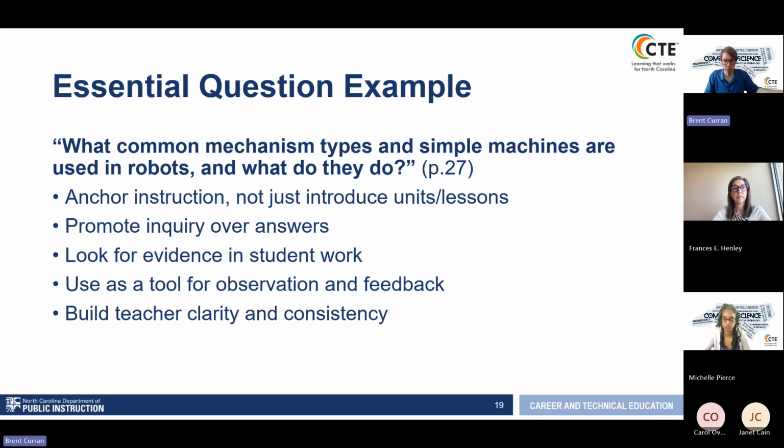Build teacher clarity and consistency. These questions can support PLCs or planning time, so teachers align how the question is unpacked across all of your classrooms. So leaders ask, is the essential question being used? Teachers should be asking, how am I using it right now in this lesson?